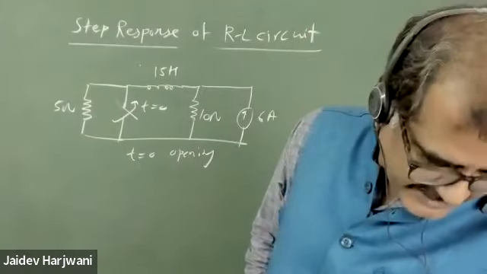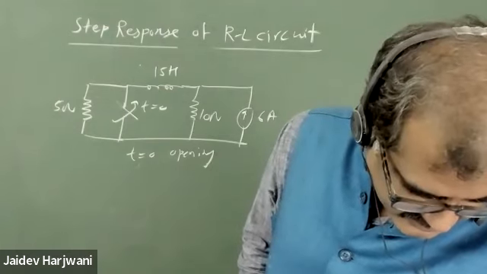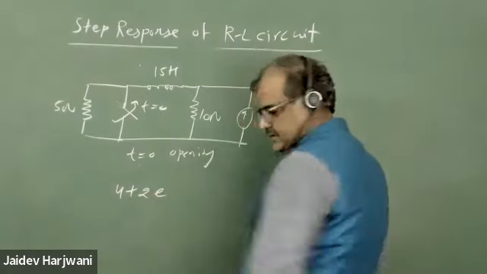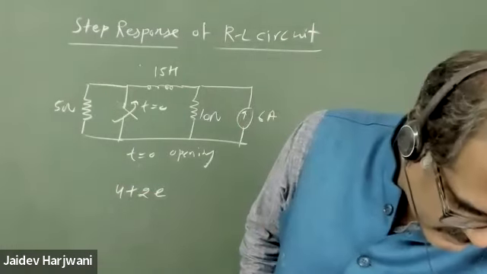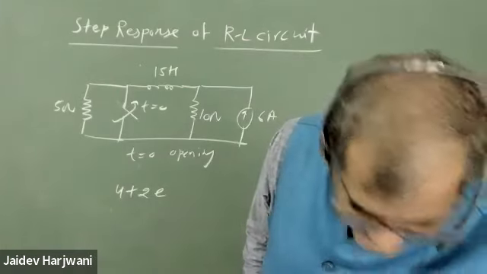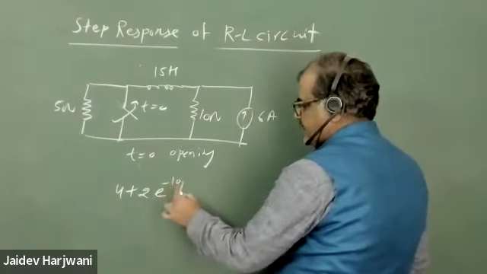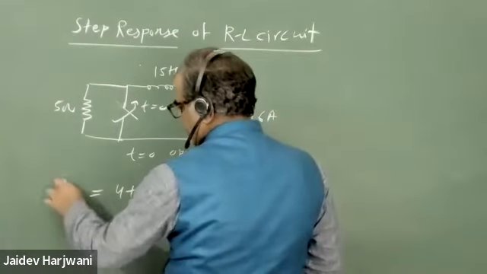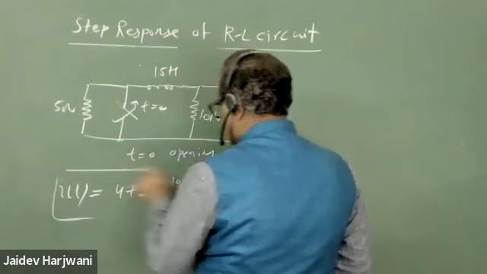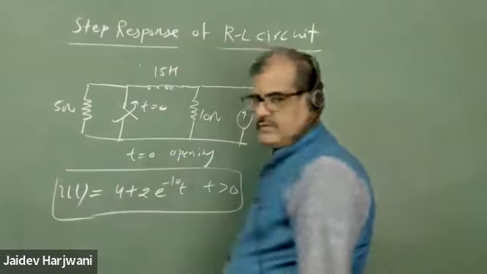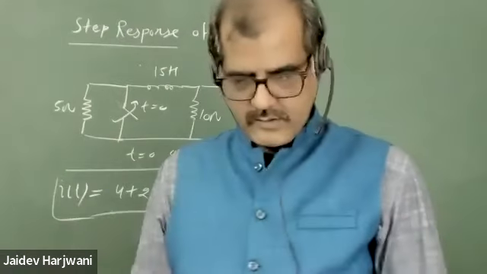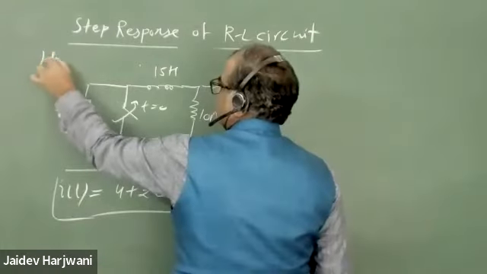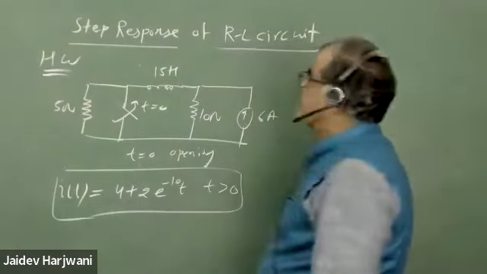Now I'm writing the answer. Tell me whether it is correct or wrong. 4 plus 2 e power minus 10t, for all t greater than 0, this should be my value of i(t). So this is homework. You have to send me after class. The answer will be given to you.